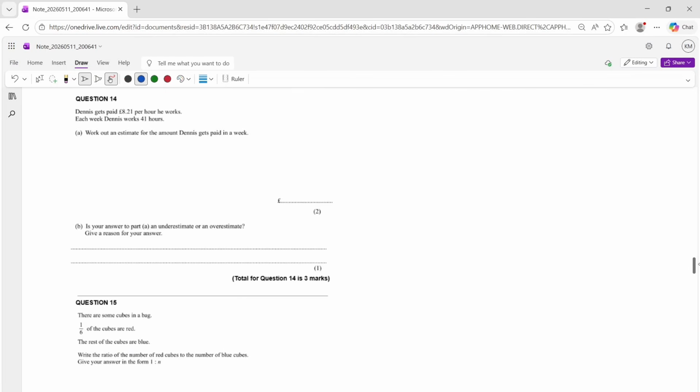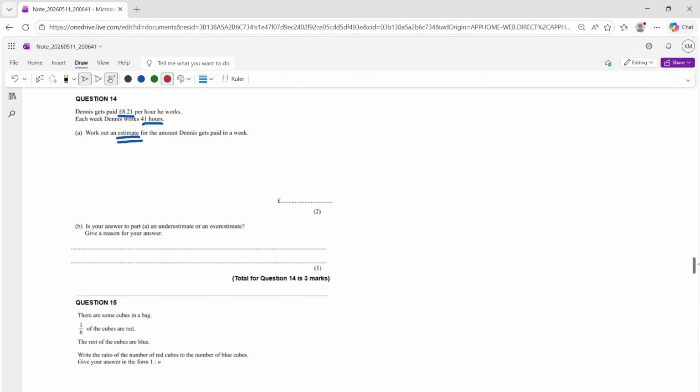Okay, question 14. Dennis gets paid £8.21 per hour he works. Each week, Dennis works 41 hours. This is the key here. Work out an estimate for the amount he gets paid. Very common, and if you're going to get an estimate question, it will be on paper 1. Sometimes it will be obvious, and sometimes it will be written in the question like this. So if you're estimating and you work out the exact answer, you get 0 marks. So you must estimate or you don't get the marks.